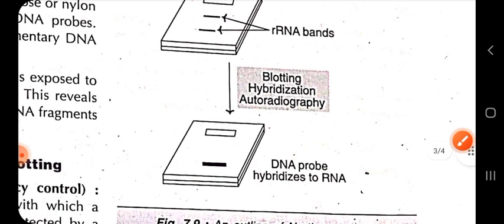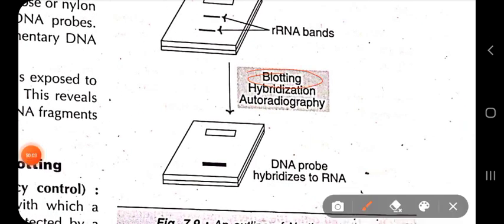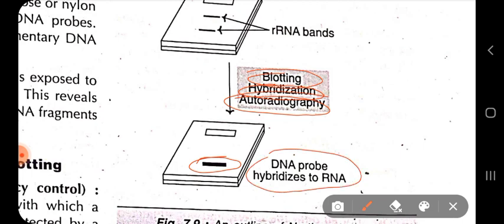Then they are subjected to blotting, the same procedure, transferring those RNA strands onto the nitrocellulose filter membrane. Then we have to do hybridization with suitable probes, which will bind complementarily to the target RNA molecule, the RNA fragment, and then we go for autoradiography. Here we can use a DNA probe also, to hybridize with the RNA.